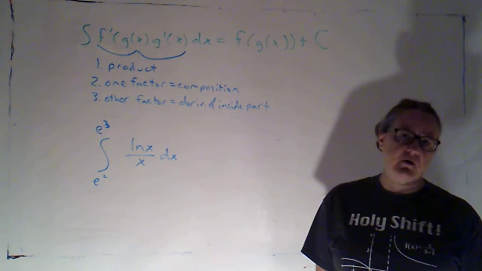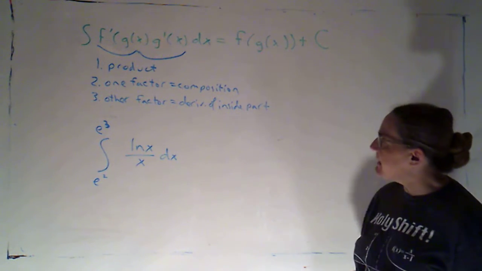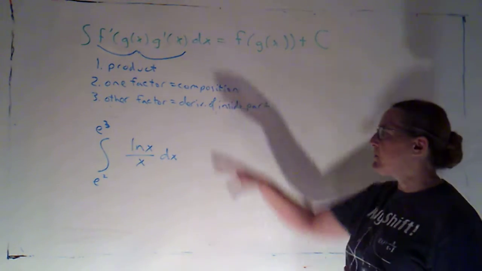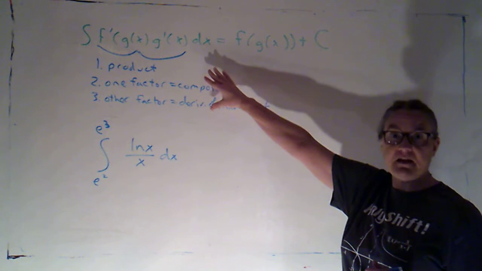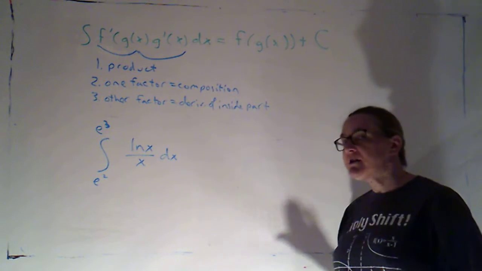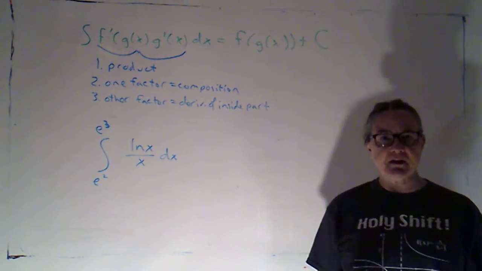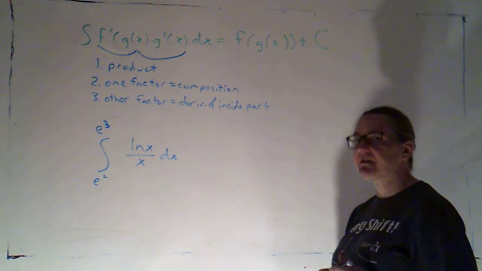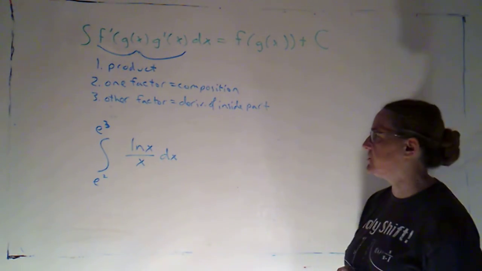Life is not always so kind. So I want to start taking a look at some situations where we don't have all of these clues, or where we don't necessarily have a perfect match, but we can still modify things and do a U substitution.